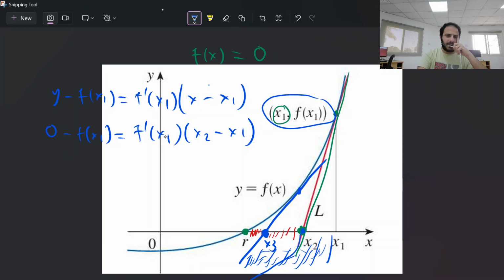Divide both sides by f prime of x1. You get minus f of x1 over f prime of x1 equals x2 minus x1. Add x1 to both sides. You get x2 equals x1 minus f of x1 over f prime of x1. Do you understand the formula? Are you good with this?